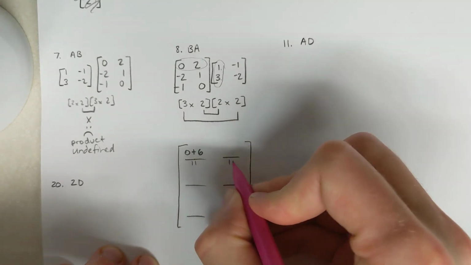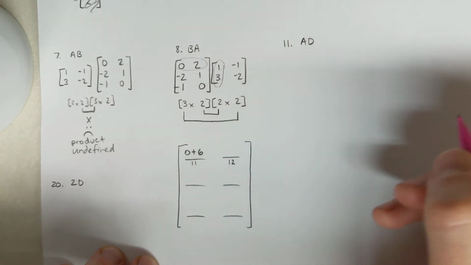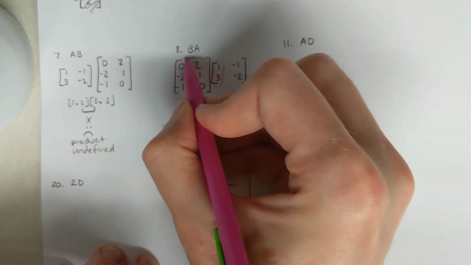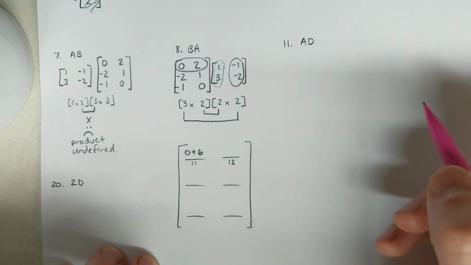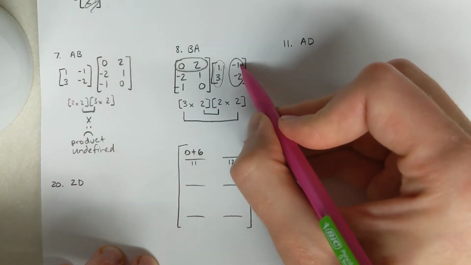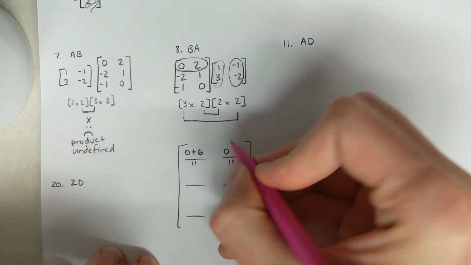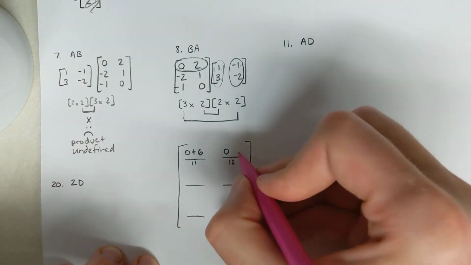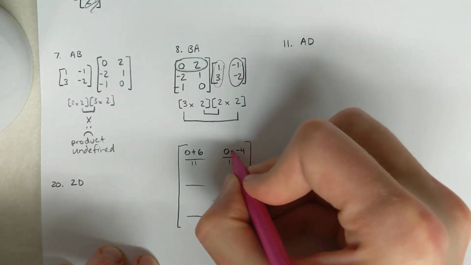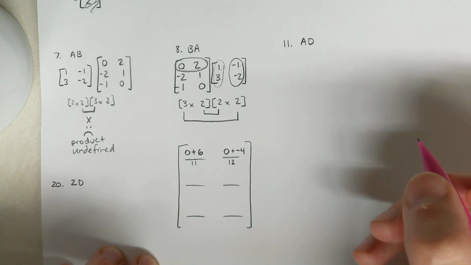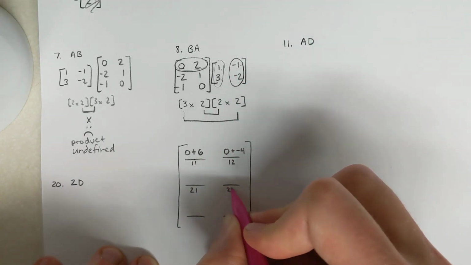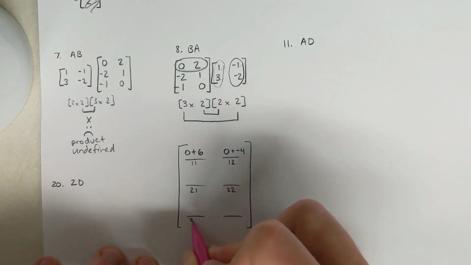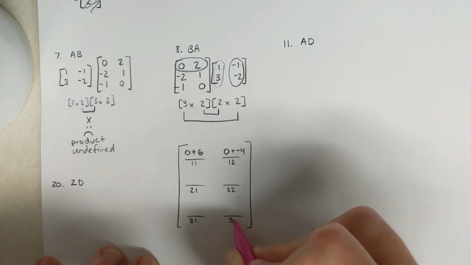This one is also in the first row, but it's in the second column. So we're multiplying the first row by the second column. 0 times negative 1 is 0. 2 times negative 2 is negative 4. We add those together. And this process just repeats. So second row, first column, second row, second column. Third row, first column, and third row, second column.